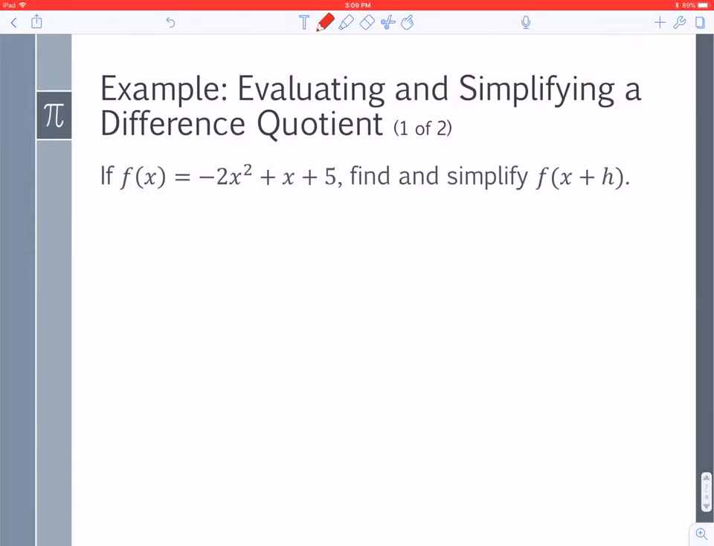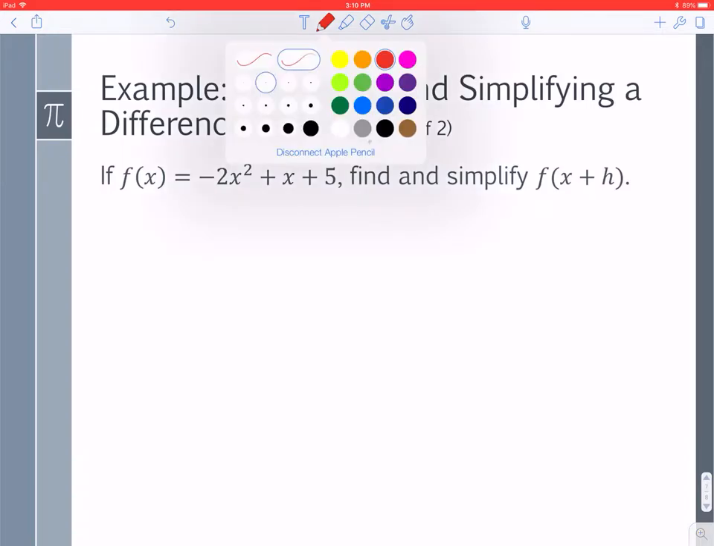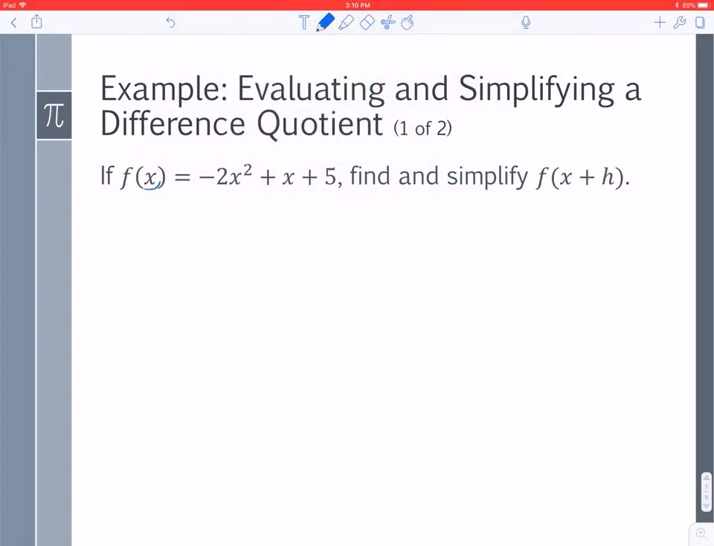We're going to find the difference quotient for the function f of x equals negative 2x squared plus x plus 5. So the first thing we're going to do is find and simplify the function evaluated at x plus h. All right, to evaluate a function at an algebraic expression, we're just going to replace in our function the value x with the expression x plus h. So wherever there is an x, we're going to replace that with x plus h.